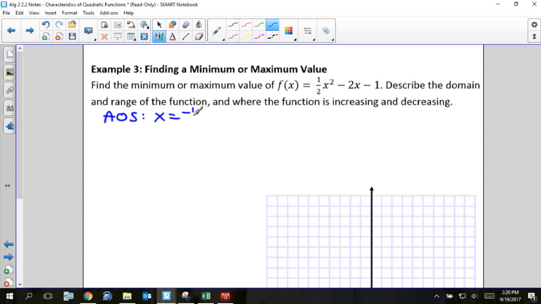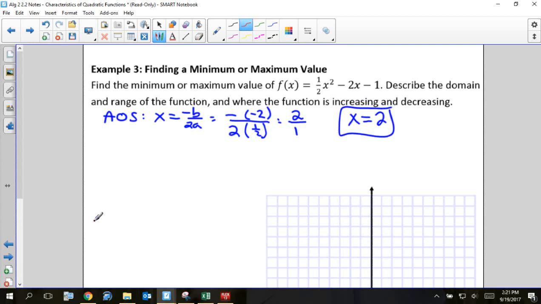X equals negative b over 2a. So we do negative. What is our b value? Negative 2 over 2 times. What is our a value? 1/2. How do we simplify? Negative negative 2 is 2. And 2 times 1/2 is 1. So our axis of symmetry is x equals 2.